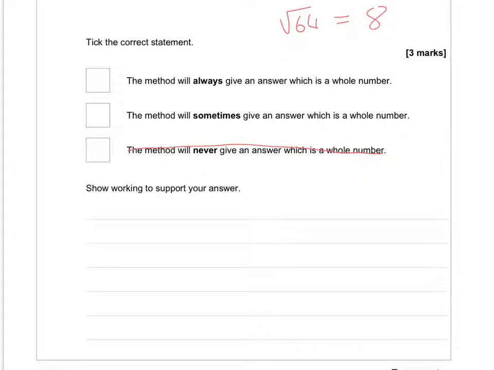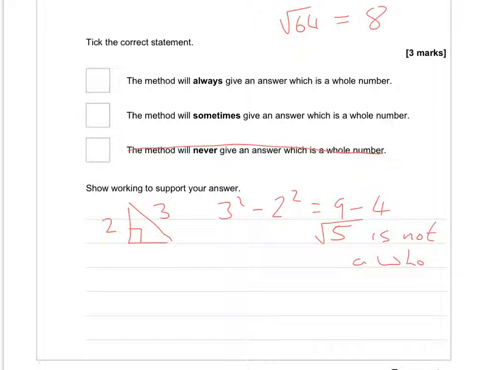If we go ahead and try and sketch a triangle, if we said that this side was 3 and this side was 2, then using Noah's method we'd do 3 squared take away 2 squared, which is 9 take away 4. We would then have to square root this, so we've got the square root of 5, and the square root of 5 is not a whole number. So therefore we've got a method that will sometimes give us a whole number and sometimes give us a number that's not a whole number.